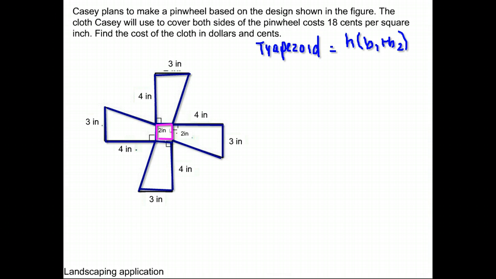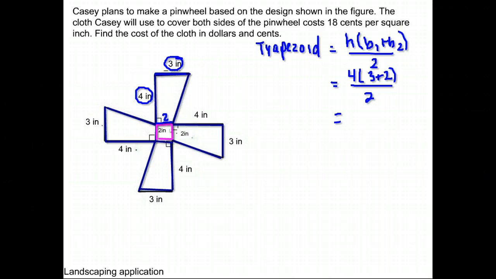Okay, so it's height times base 1 plus base 2 divided by 2 is our area. Remember that the bases of a trapezoid are the parallel sides. So if we take a look at this, our bases are 3 and 2. The height is the distance between those two that are the same. So our height is 4. So we have 4 times 3 plus 2, all divided by 2. Would you go ahead and calculate that for me and let me know what you get? We'll move on from there.